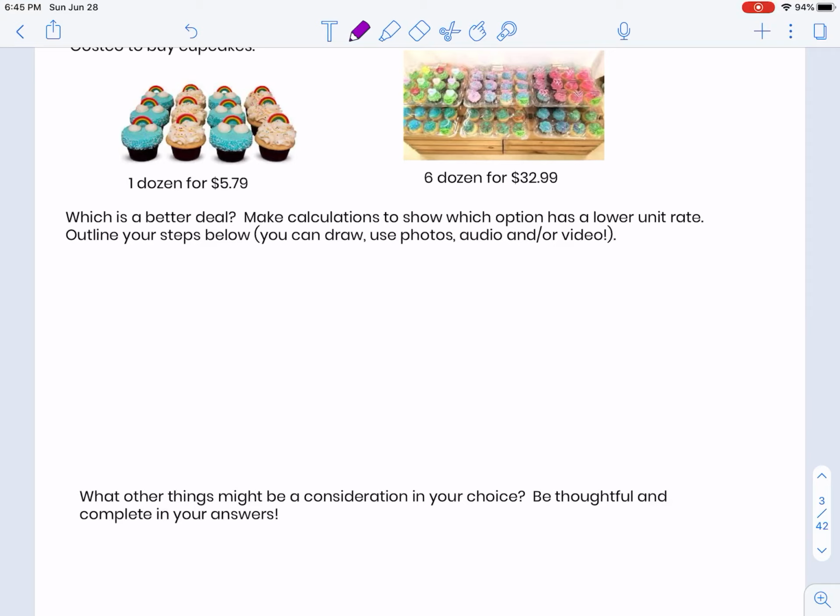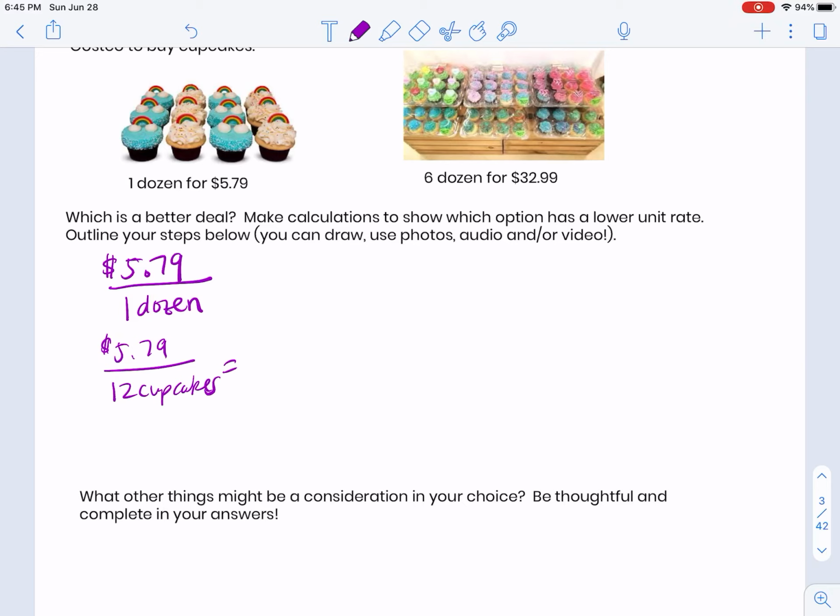Okay, now you're back. Okay, so which is a better deal? So let's see what you did. So here, we said 1 dozen was $5.79. Okay, so I'm going to say $5.79, okay, per, I guess we could say 1 dozen. I was thinking per cupcake. Okay, so that already is a unit rate if you keep it in dozen, okay? Or we could say $5.79 for 12 cupcakes, okay?